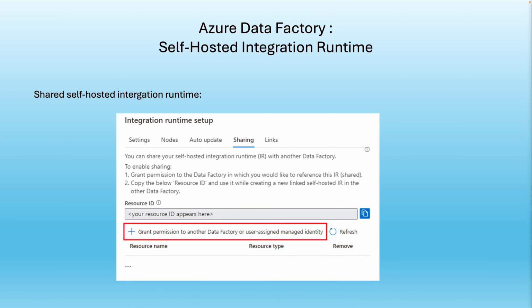Self-hosted integration runtime: if you want to share it with other data factories, we have this option where we can grant permission to other data factories' managed identity on our self-hosted integration runtime, and then they can create a linked service to our integration runtime to use in their pipeline. We will see this in our demo.